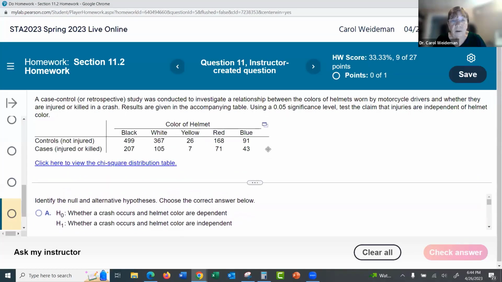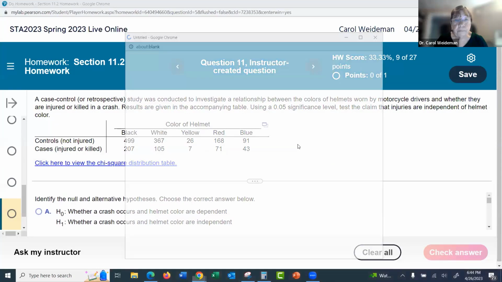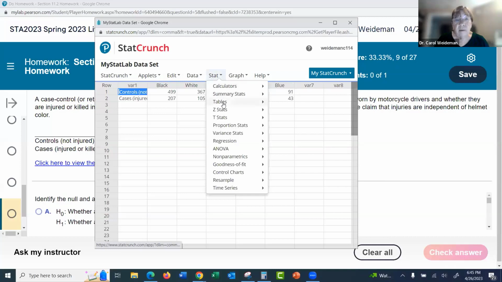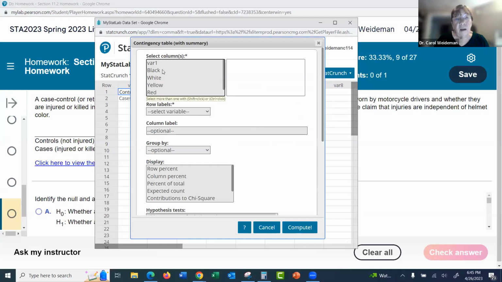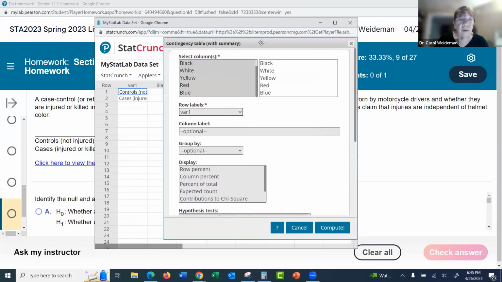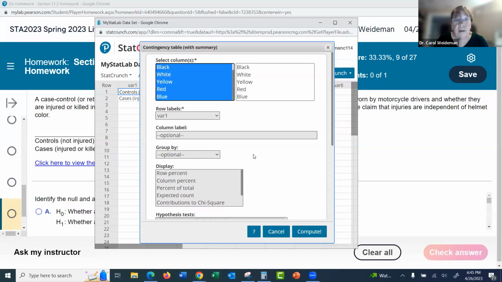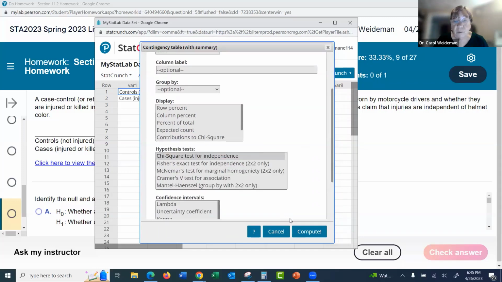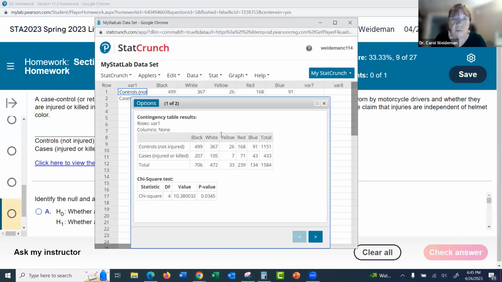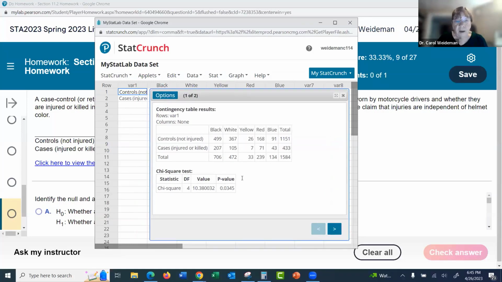So let's open up the data in StatCrunch. Same steps that we did before. We're going to go to Stat, Tables, Contingency, With Summary. Now you're going to pick the columns with all the colored helmets all the way down here. The row labels happen to be called var1. It doesn't have a name at the top of it, it's just called var1. And let's just get the chi-square. Okay, so there's my table. I always like to make sure it put the numbers in the way I thought it should. Yeah, it looks good. And here's my chi-square down here.